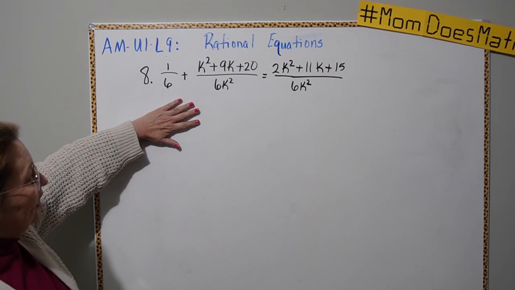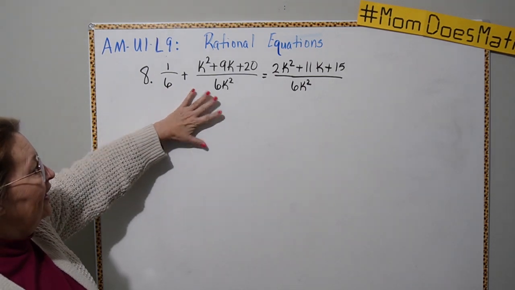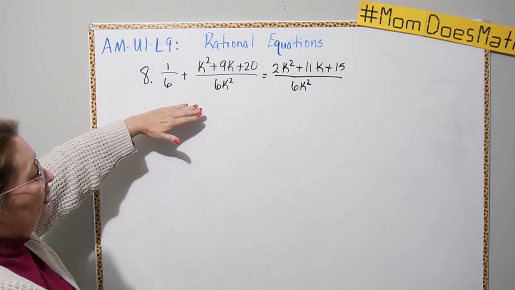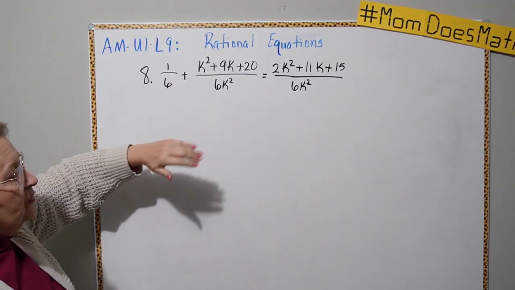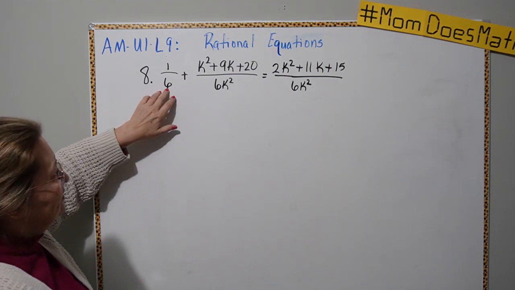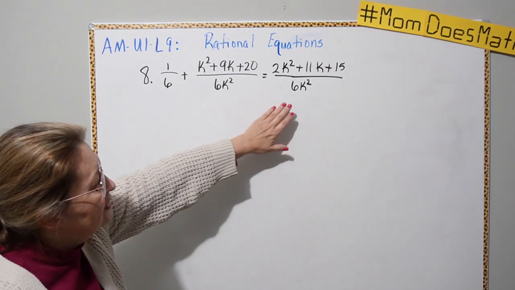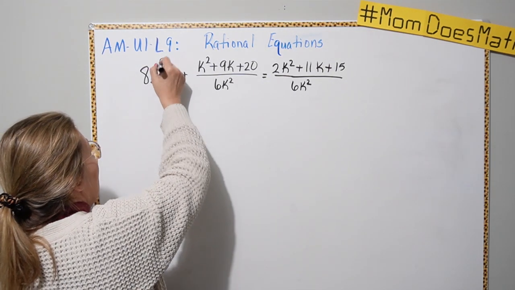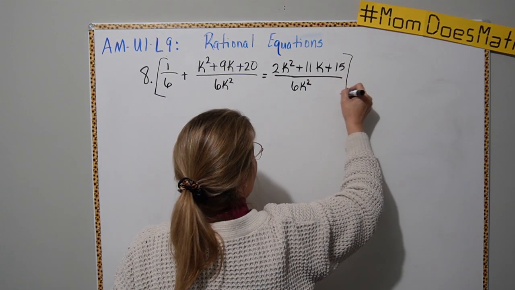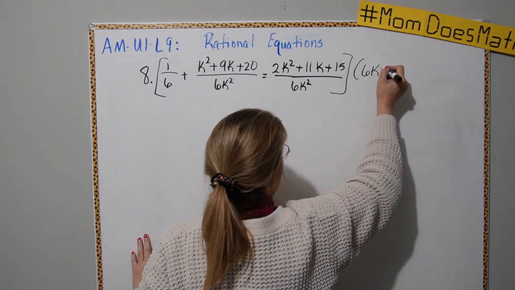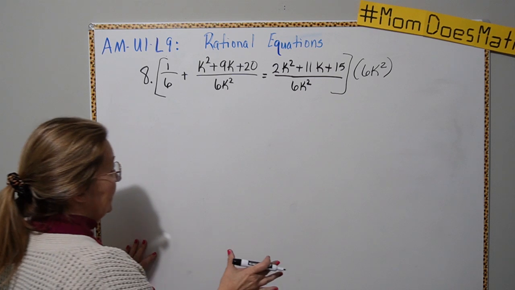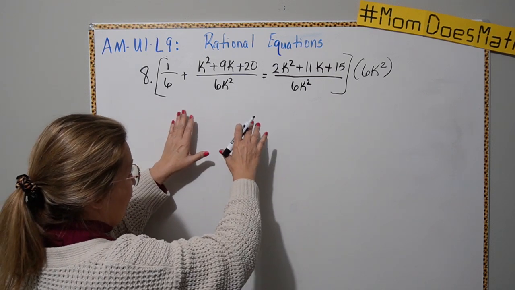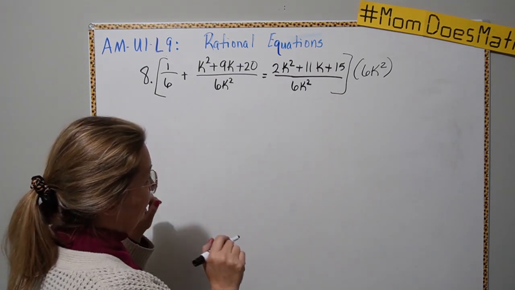Okay, here's problem number 8, and we see over here we do not have a single fractional term, so let's go with the LCD method. We see we have a 6, a 6k squared, and a 6k squared. All right, so the least common denominator here is just going to be 6k to the second. Every denominator will go into that denominator.